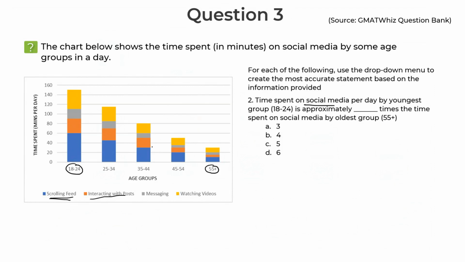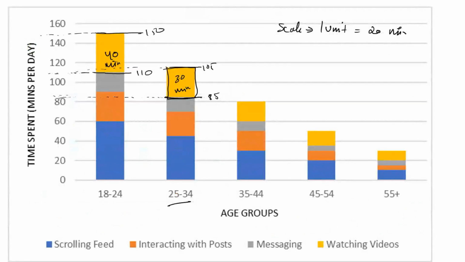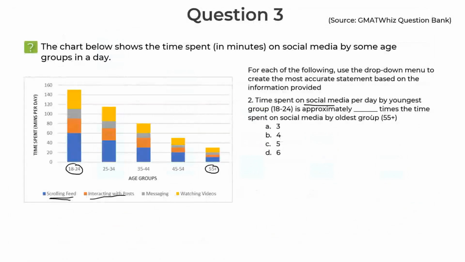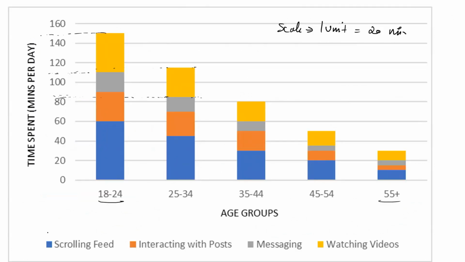If you see, again, let me bring up the bigger picture over here, just for the understanding. Okay, so what are we dealing with? We are dealing with the youngest and the oldest group over here, that is this group and this group. And what is the criteria that we are looking at? The criteria that we are looking at: time spent on social media per day. Okay, so what does social media account for? Social media accounts for scrolling feed and interacting with posts. So let us see that.